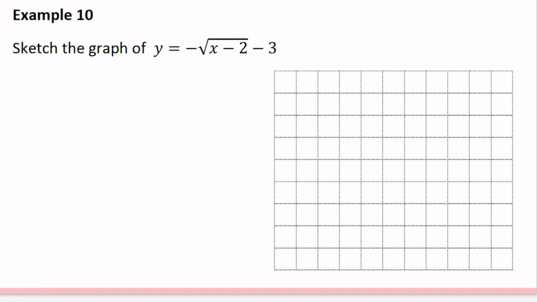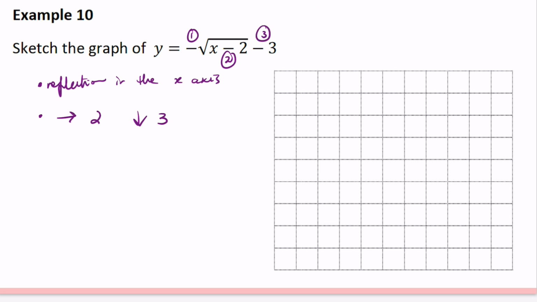Sketch the graphs of y equals negative root x minus 2 minus 3. So there's a few transformations that have happened here. First of all, I can see that there is a reflection in the x-axis. And I can also see that we've moved to the right by 2 and we've moved down by 3. So that's for number 2. And I sort of just wrote them in one step, but that's number 2 and number 3.